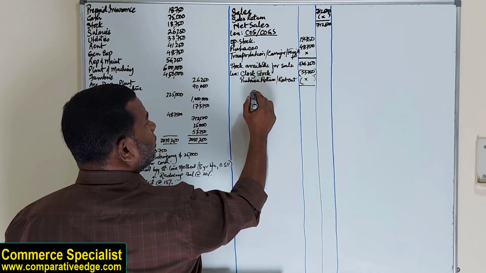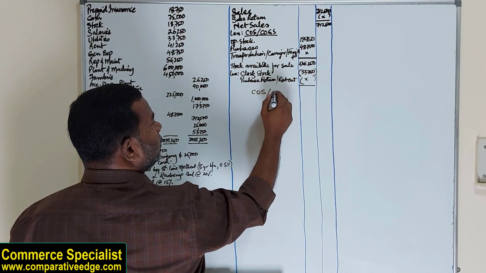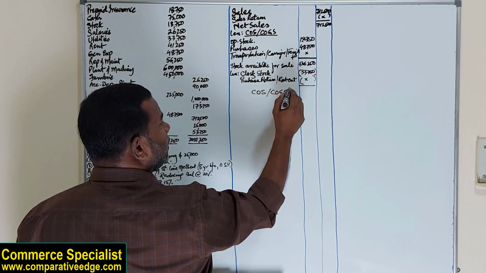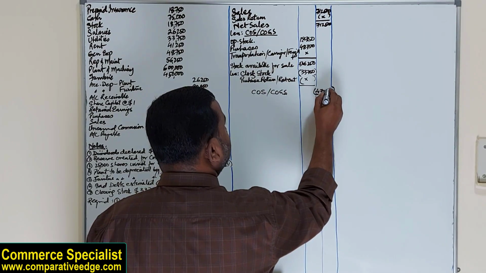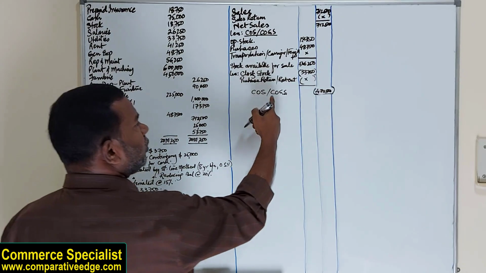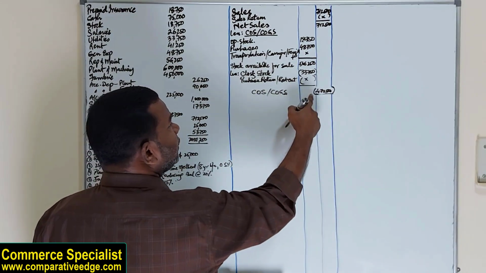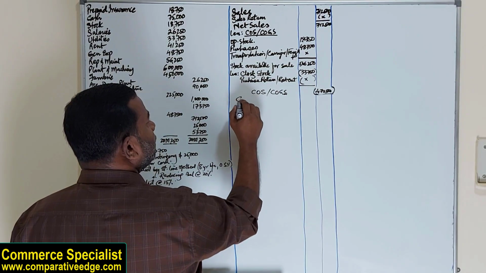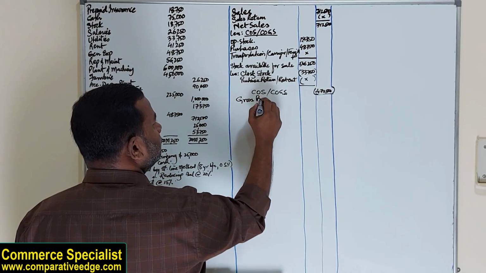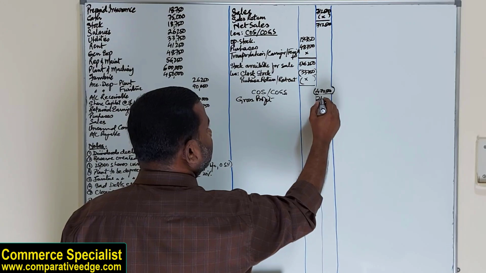You will get your cost of sales, or you can call it cost of goods sold, which comes to 472,500. Once you get cost of goods sold or cost of sales, you have to subtract it from net sales on top in order to get your gross profit, which comes to 240,000.